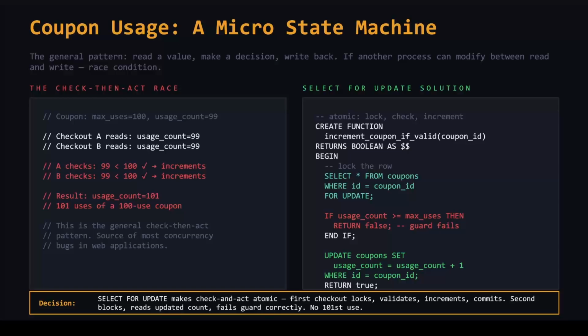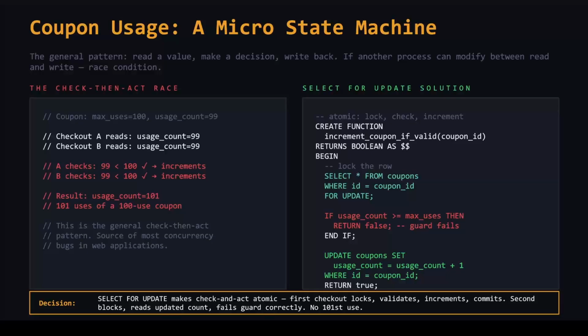The coupon system is a perfect example of a general check-then-act pattern, the source of most concurrency bugs in web applications. The pattern: read a value, make a decision based on it, write something back. If another concurrent process can modify that value between your read and your write, you have a race condition.